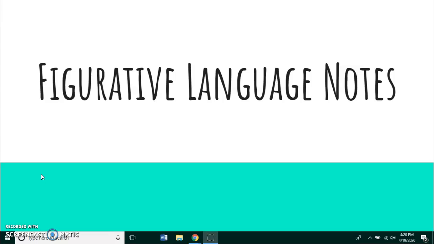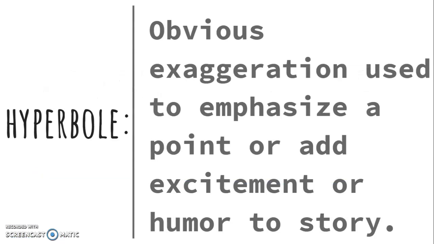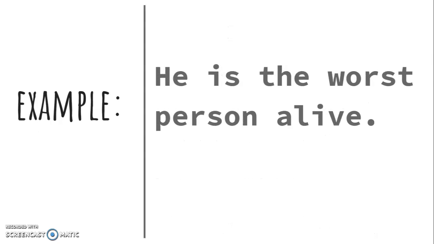We have one final figurative language to add to our list, and that is hyperbole. Hyperbole is an obvious exaggeration used to emphasize a point or add excitement or humor to a story. Okay? The example that we have: he is the worst person alive.